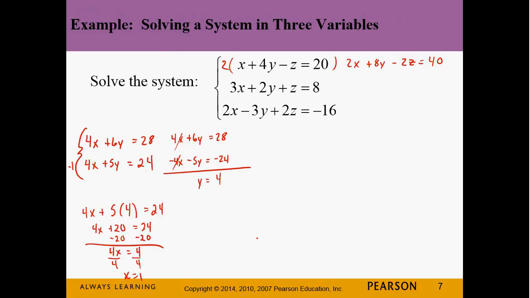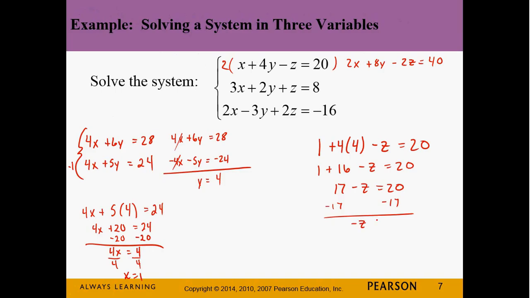I got those two. I can plug back into one of the original equations and solve for z. So let's go back to the first one. X plus 4y minus z equals 20. 1 plus 16 minus z equals 20. 17 minus z equals 20. Subtract 17, negative z equals 3, and then divide by negative 1, z equals negative 3. So that's going to give me the ordered triple 1, 4, negative 3.